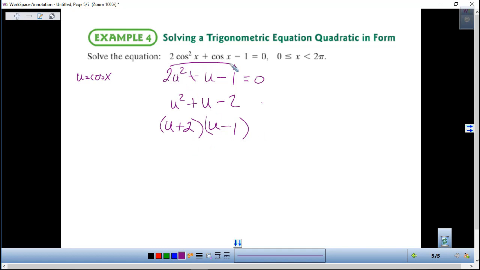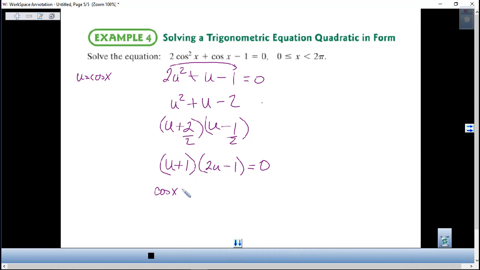Right, and then whatever number I multiplied by here, I'm going to divide both of these numerical terms by there. 2 over 2 equals 1, so we get u plus 1. And over here we're going to have nothing that's going to reduce, so the 2 comes out in front of the u, and we end up with 2u minus 1. Now, this is back to the normal function, so I can go ahead and put equals 0 there. Now I can go back and put my cosine in, so I know cosine x plus 1 times 2 cosine x minus 1 equals 0.